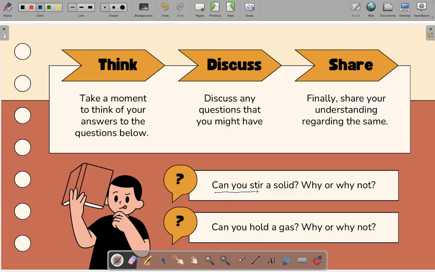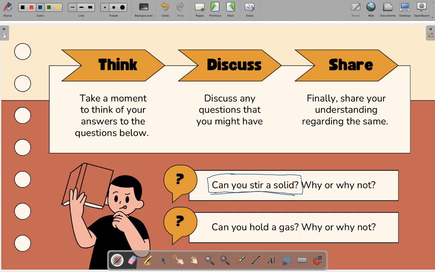Then, I have two questions. Can you stir a solid, just like we stir a liquid, right? Can we do that with a solid? No, sir. Why? Why is it so?